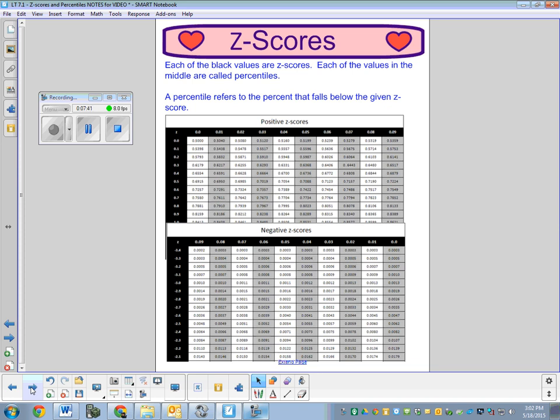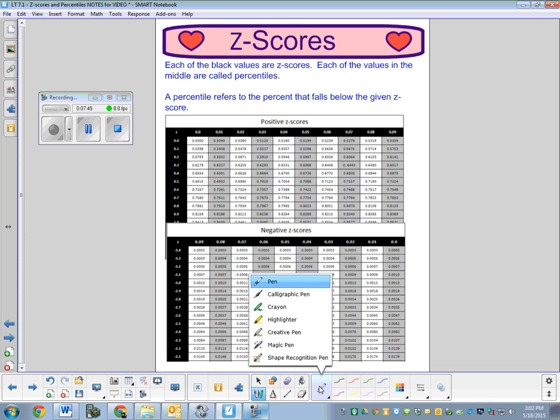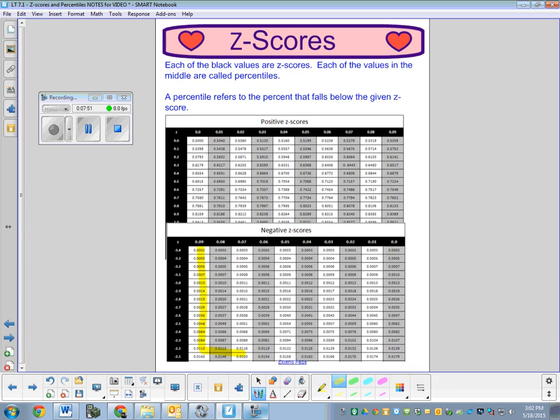The one thing that you need to note is that with these z-scores and percentages, every single one of these percentages, and I'll highlight them so you know exactly what I'm talking about, all of the percentages on the z-score tables, these are all below the z-score. They're called percentiles. Percentiles refer specifically to a percent of the data that falls below a specific number.